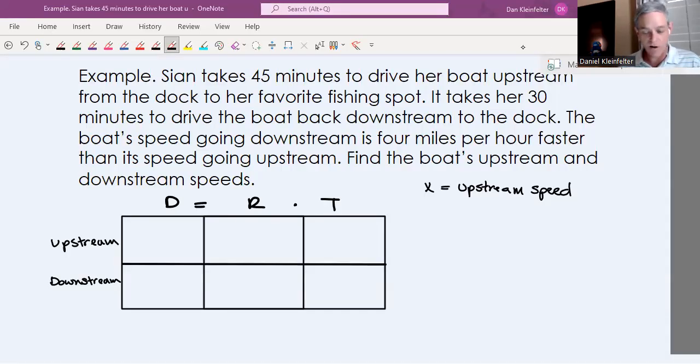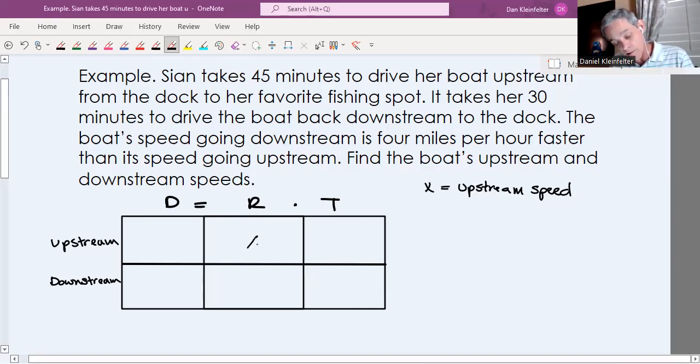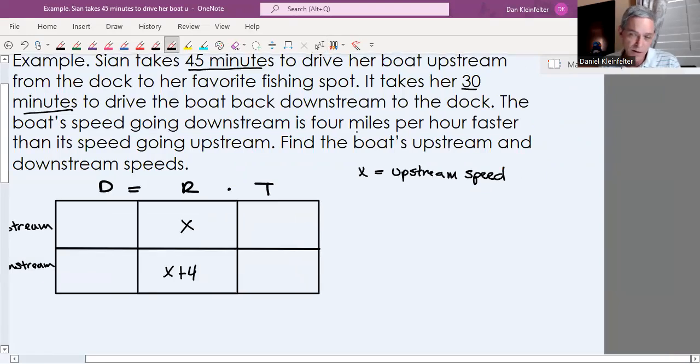All right, this is what I've got so far. I made up the table, and the two parts of our story are upstream and downstream. And I've decided to choose the variable to be Sean's speed upstream. So that will go in the second box in the first row. And we're told that her speed going downstream is 4 miles per hour faster. Okay. And then what else? The other parts are about the times. And here we're going to need to be really careful about the times because both of the times are in minutes and the offset between the two speeds is in miles per hour.